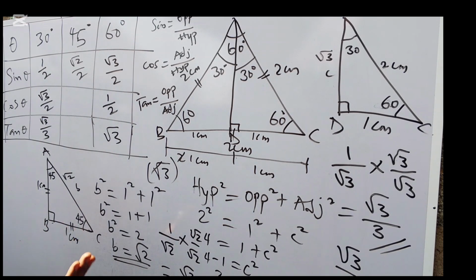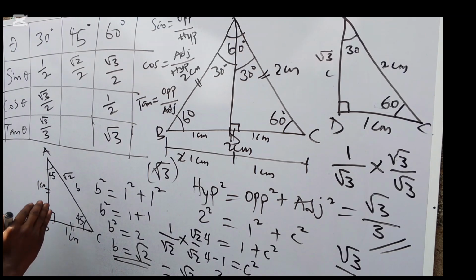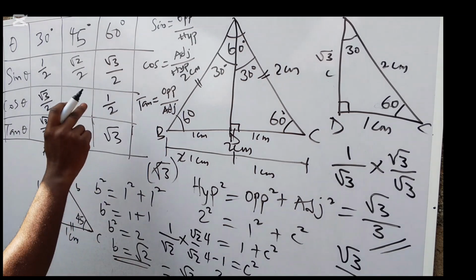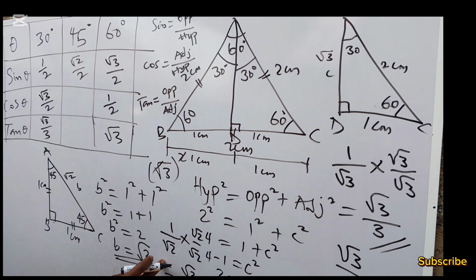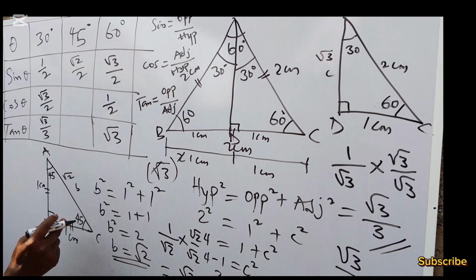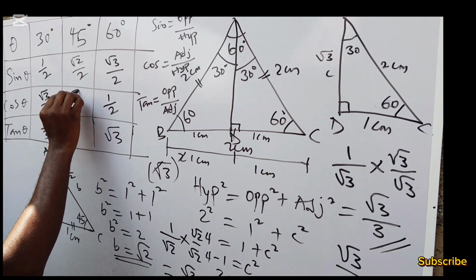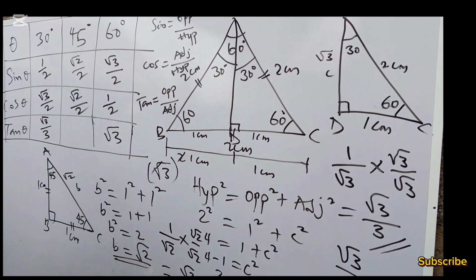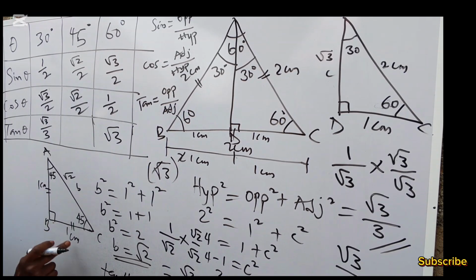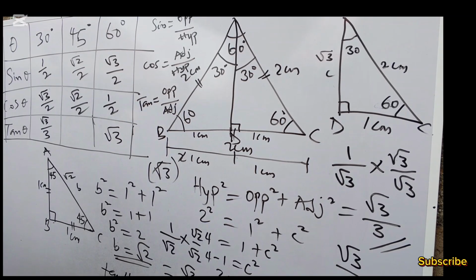Cos 45 will give you the same thing because adjacent and opposite are still the same for this right angled isosceles triangle. So cos 45 is going to give you also 1 over root 2, because this is 1. If I take this as 45, this is my adjacent. So 1 over root 2 gives us root 2 over 2. Then tan 45 is now what? Opposite over adjacent, which is 1 over 1, which is 1.